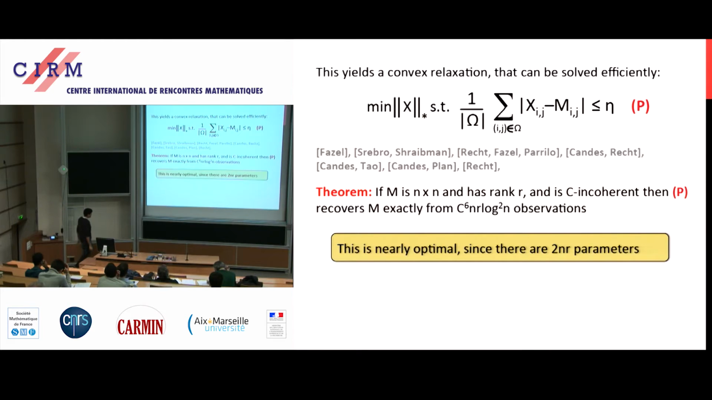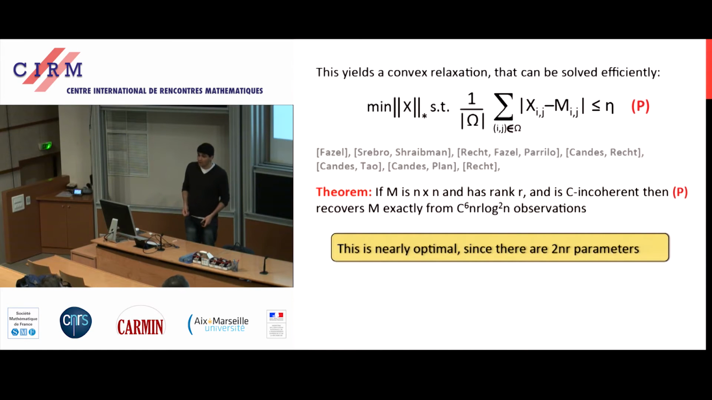But what's amazing about this, I just want to underscore this, is, how many parameters define the model to begin with? It's a rank R matrix, so it has a decomposition as an n by R matrix times an R by n matrix. So the total number of parameters that define it is 2 times n times R. The number of observations that you use here is a polylog n factor larger than the number of parameters that define the model, and yet you're actually able to recover it exactly.